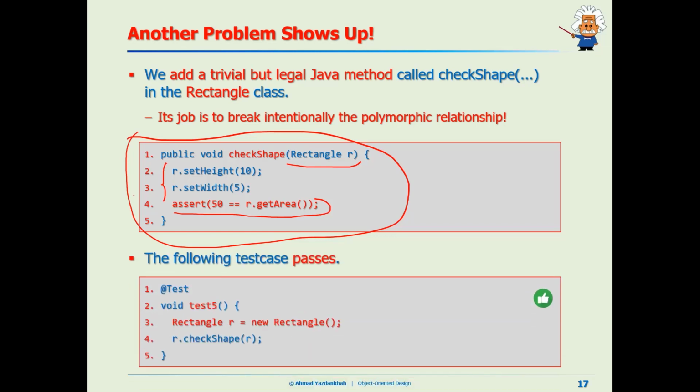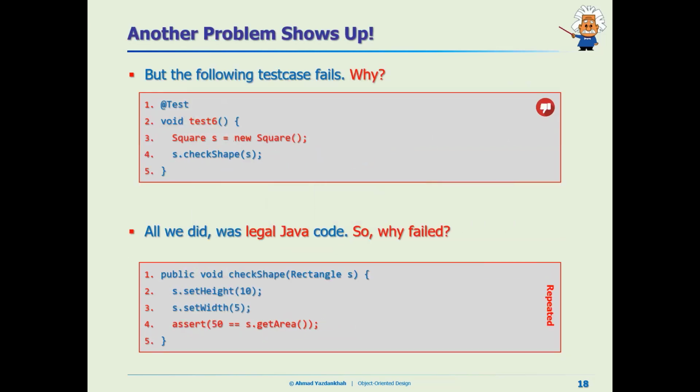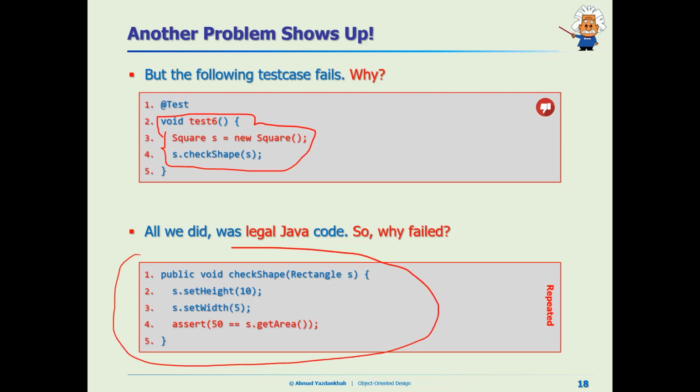If I write a test case like this, and really if I pass a rectangle, everything will be fine, because it just calls this height and width, and then gets the area of the rectangle, and definitely it will be 50, right? So definitely it will pass this test case. But how about this test case? If I use a polymorphic thing, do you think that it will pass? No, it won't pass. Even though I did a legal thing, because this method is a legal Java method and I added it into the rectangle class.